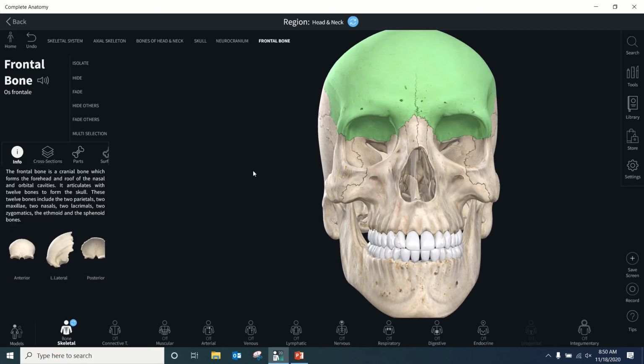A couple things about it. First is that it makes up most of your forehead, and then the other thing that would be worth knowing is that it makes up the superior wall of the orbits of the eye. And so you can see that superior wall there.